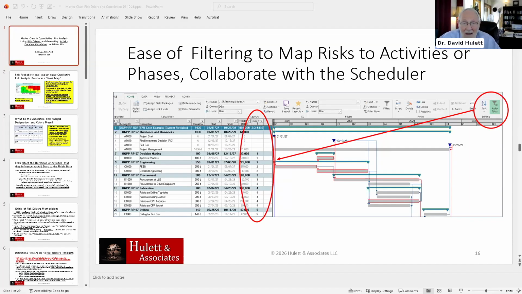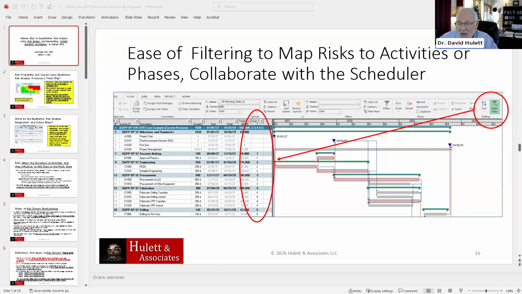Well, Safran has a really good way to model them. There's something called the risk mapping tab in Safran, and one of the things is that this is a collaboration with the scheduler. And so you would say, Mr. Scheduler, Madam Scheduler, would you please have a column, this was user text 1, where you give me some kind of code so that I can isolate the phases and the activities that go along with those phases when I'm doing my risk mapping.